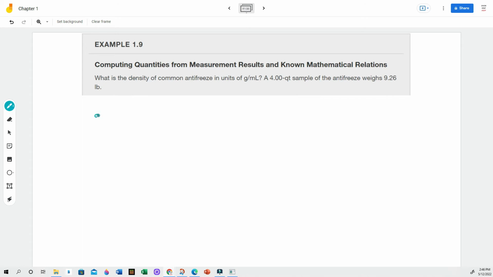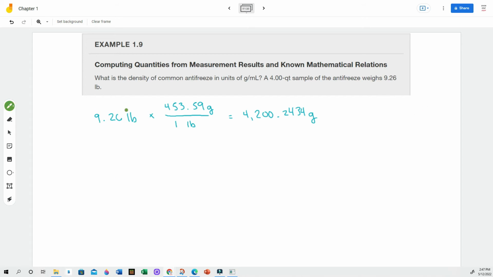So we have a mass of 9.26 pounds. Now the problem asked us for grams per milliliter, so we need to take this pounds into grams. Okay, so I know that there are 453.59 grams in 1 pound. Again, these conversion factors are available in your book. And that gives me 4,200.2434 grams. Okay, let's get this rounded to the correct number of sig figs.